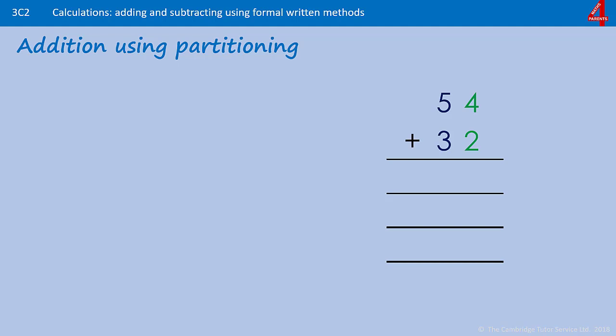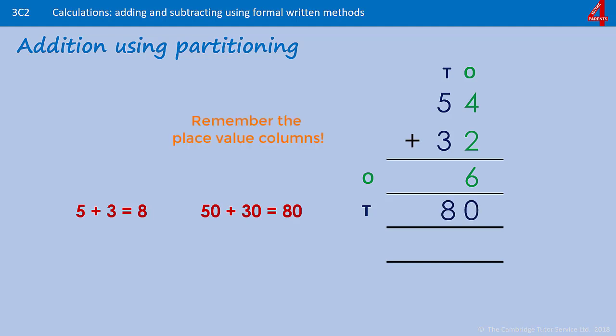Starting with the 1s, 4 add 2, which is 6, so that goes in the top row. Then we have the 10s. It looks like 5 add 3, but what you're really adding is 50 and 30. If 5 and 3 make 8, then 50 and 30 makes 80. And add those columns. 6 add nothing is 6, and then the 8. So the total is 86.